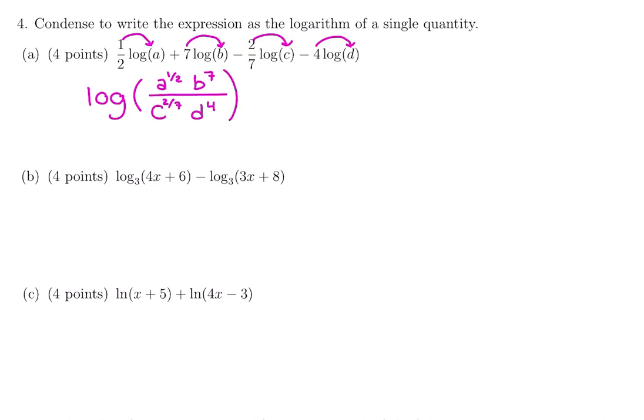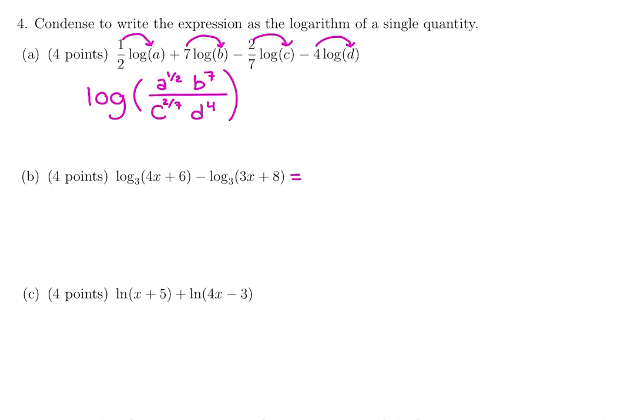So it's fully condensed when everything is inside one nice logarithm. All positive terms are in the top. I check it, I have a and b in the top, and the powers are 1/2 and 7, so that looks good. Anything subtracted goes in the bottom. C to the 2/7 and d to the 4th go in the bottom. We'll do that same thing with the next one.